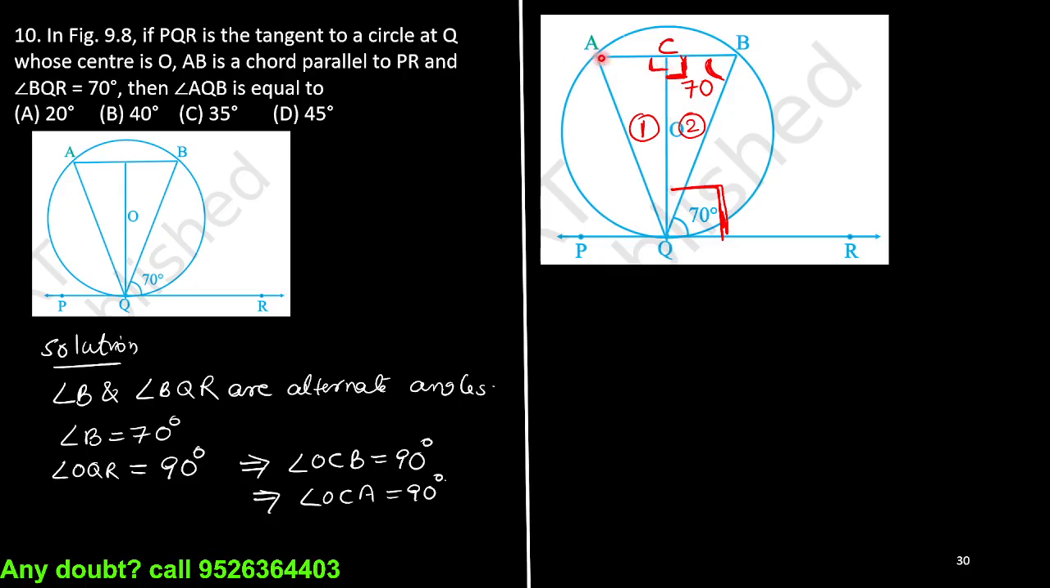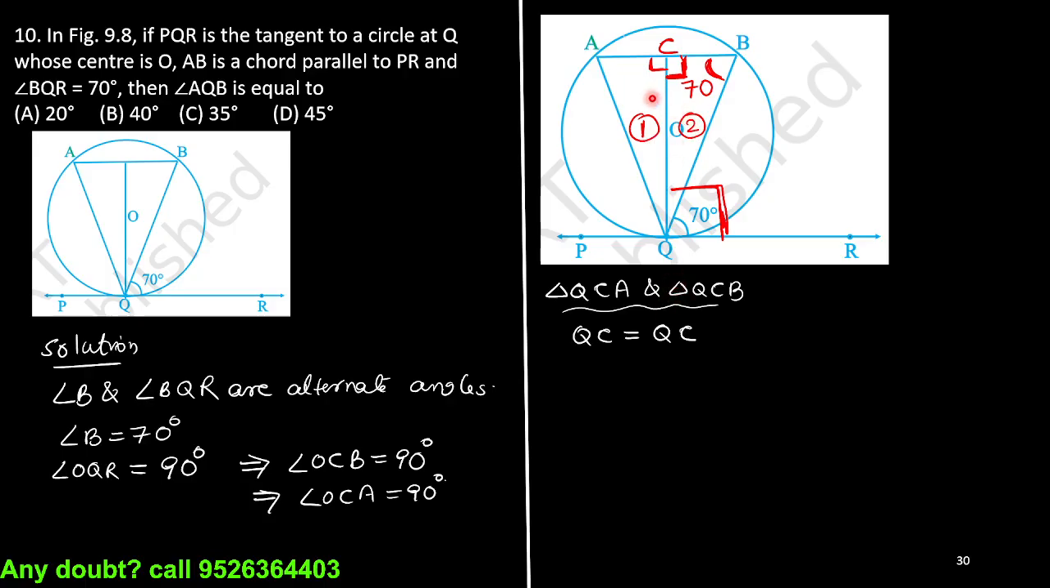Triangle QCA is there, right? Triangle QCA. Let me write here. Triangle QCA and triangle QCB are identical triangles or congruent triangles. Why? One reason is they share the common side, QC equal to QC. Understood? QC is the common side of triangle 1 and triangle 2. Is that okay?